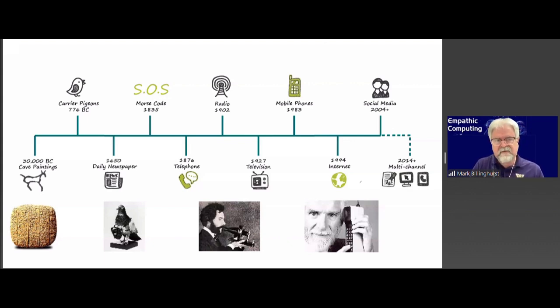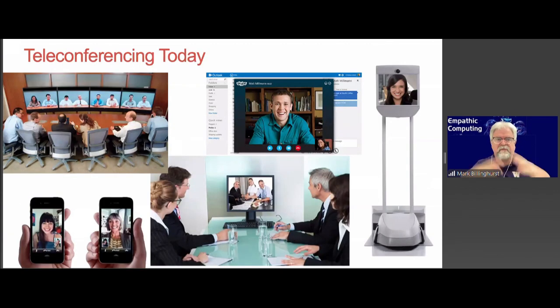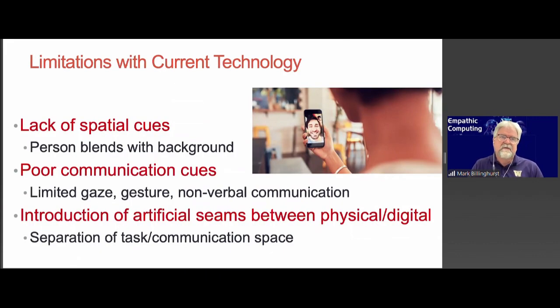So when we look at the teleconferencing tools we have today, you see a wide variety of tools, Zoom like we're using here, mobile, teleconferencing suites, even telepresence robots like on the right. But with current technology, there's some limitations, and you can see first of all, there's a lack of spatial cues. So when you're talking to somebody on your phone, they blend with the background. The technology can support poor communication cues with limited support for gaze or gesture, and especially for awareness of the surroundings of the person or environmental cues.